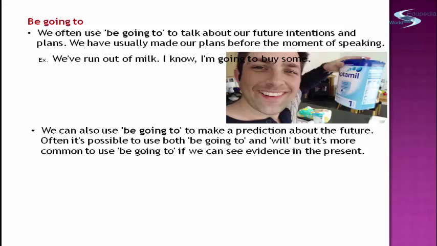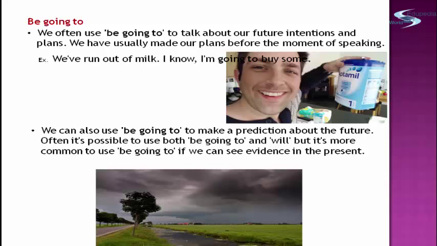We can also use be going to make a prediction about the future. Often it's possible to use both be going to and will, but it's more common to use be going to if we can see evidence in the present. So, the sky is getting darker and darker. It's going to rain.